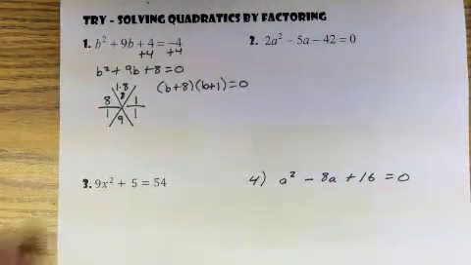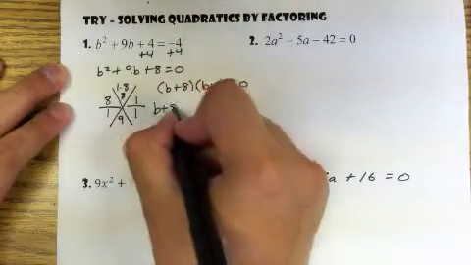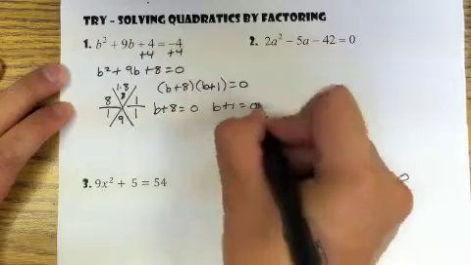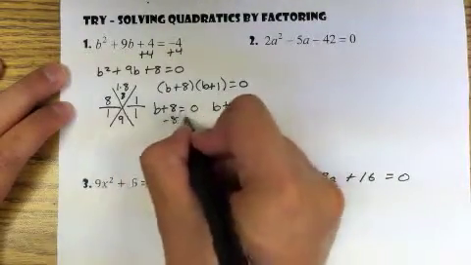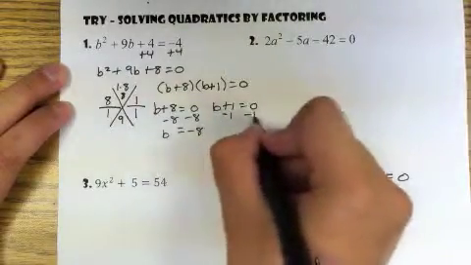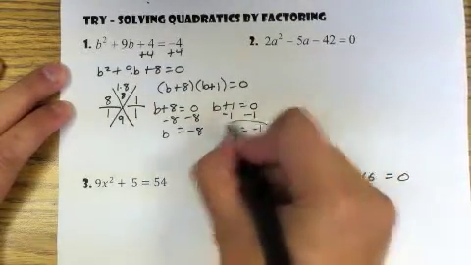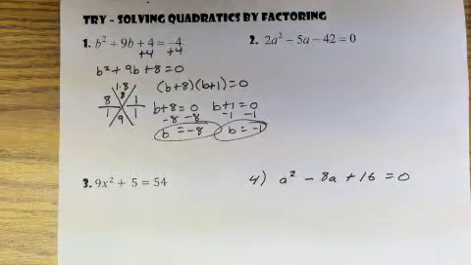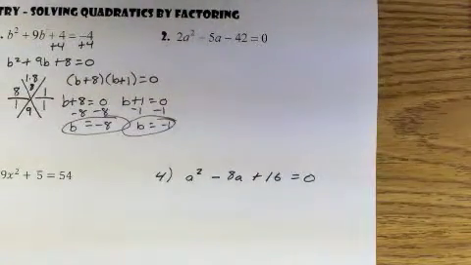Set my two factors equal to 0 to get my intercepts or my solutions. Okay, I subtract 8. I get b equals -8. Subtract 1, I get b equals -1. Two solutions for number 1. Okay? Number 2, same process.